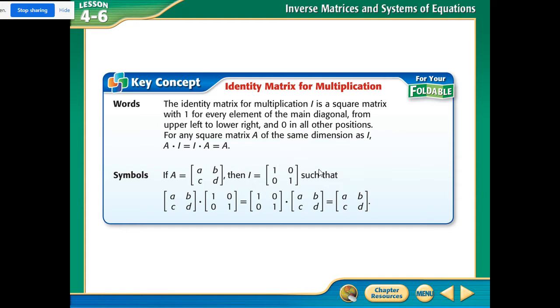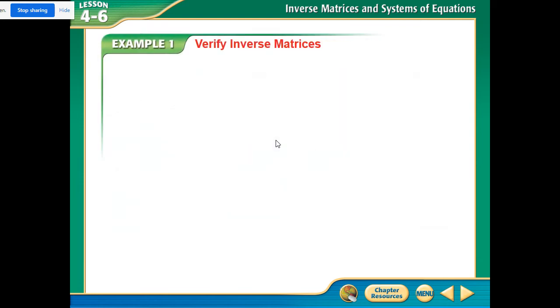Now, if it was a 3 by 3, it would be 1, 0, 0, 0, 1, 0, 0, 0, 1. It's just the ones that start in the top left and go to the bottom right. If it's a 4 by 4, you have the row of ones and everything else is zeros. So there will always be more zeros than ones, and there tend to be more zeros the bigger we get. But it has to be a square matrix. If it's not a square matrix, we can't even do this. All right, so let's go ahead and test some things to see if there are inverses.